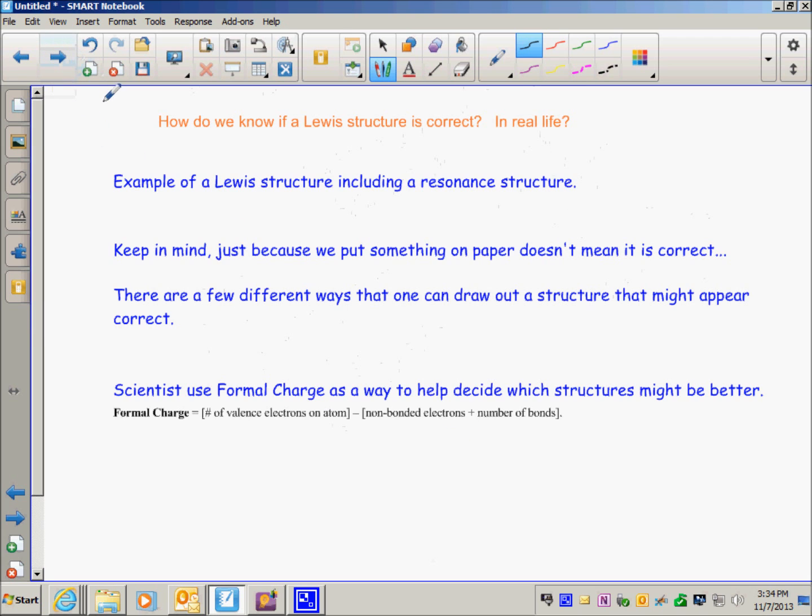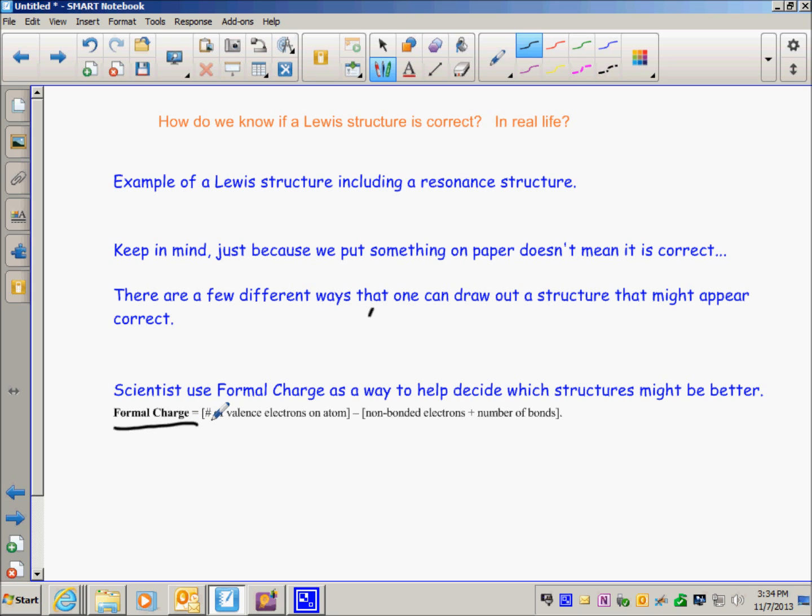And the next page says, okay, how do we know Lewis structures are correct in real life? Keep in mind, just because we are putting something on paper doesn't mean it's correct. There are a few different ways in which we can draw an electron dot structure that might actually seem correct. So what happens here is scientists have designed what's called a formal charge.